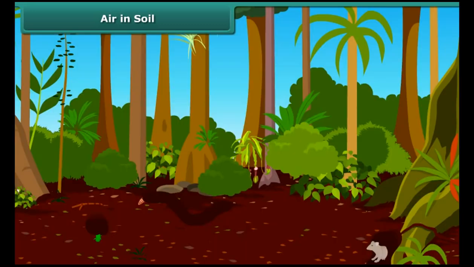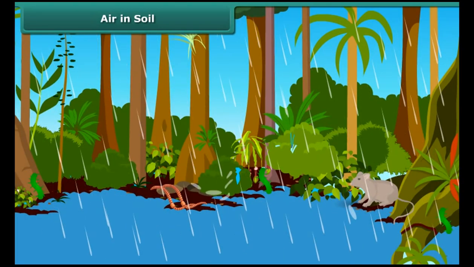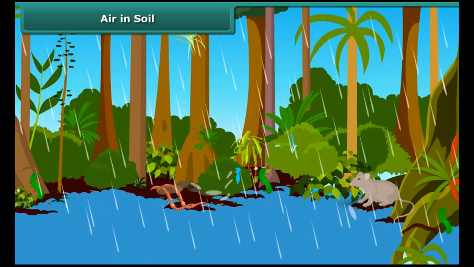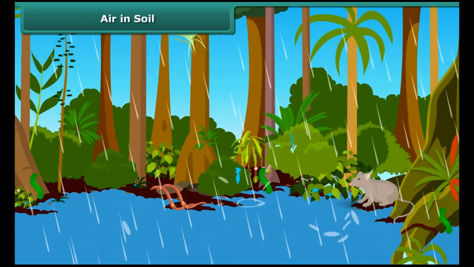The organisms living in burrows and holes of the soil use this trapped air to breathe. During rainy season, when water is filled in the burrows and holes, these animals have to come out for respiration.